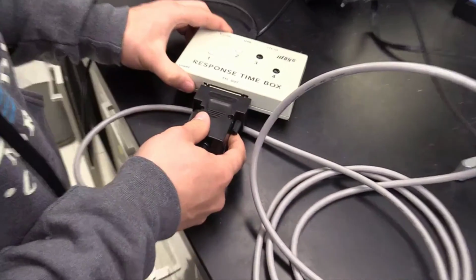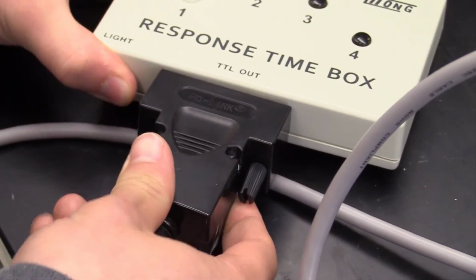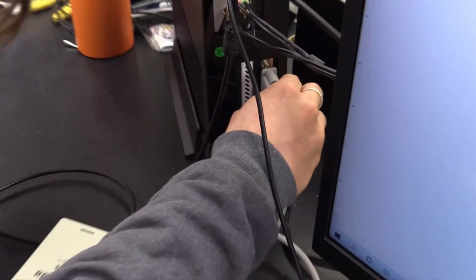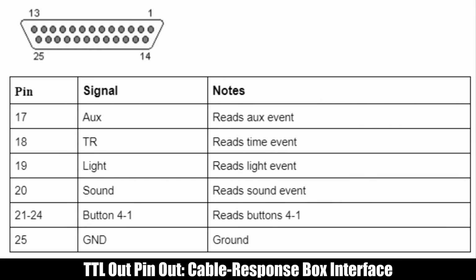To use the TTL out feature of the response time box, a custom DB25 male to DB25 male cable is needed. The pinout necessary to construct the TTL out end of the cable can be found on the response time box BCI 2000 wiki page and is shown here.